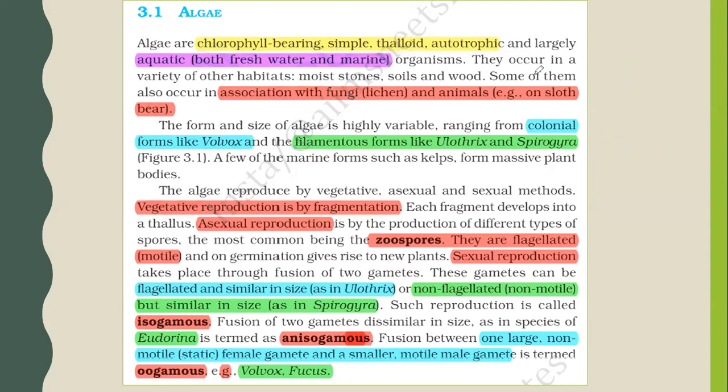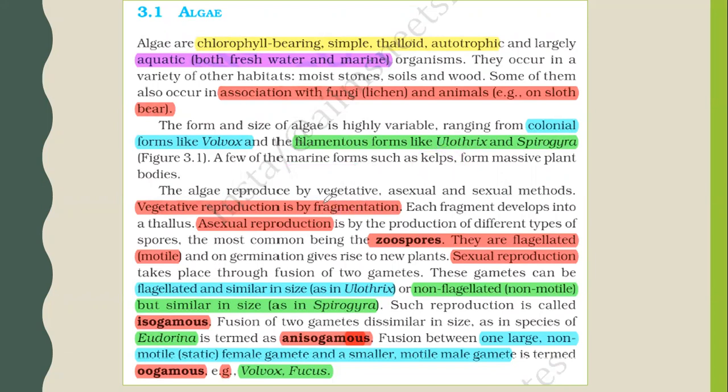They vary from colonial forms, for example Volvox, to filamentous forms like Ulothrix and Spirogyra. A few of the marine forms such as kelp form a massive plant body. So the filamentous algae such as Ulothrix and Spirogyra, and marine forms form massive plant bodies such as the kelps.